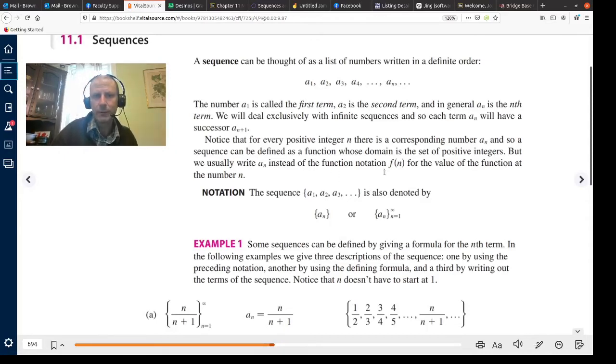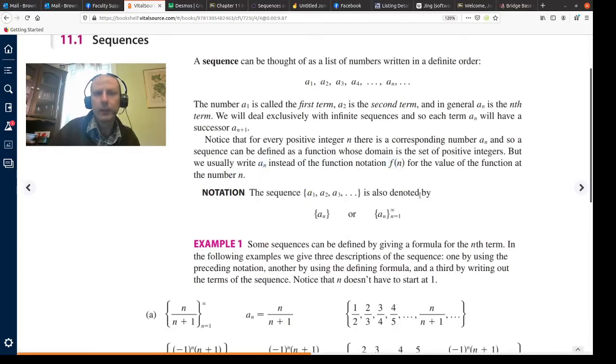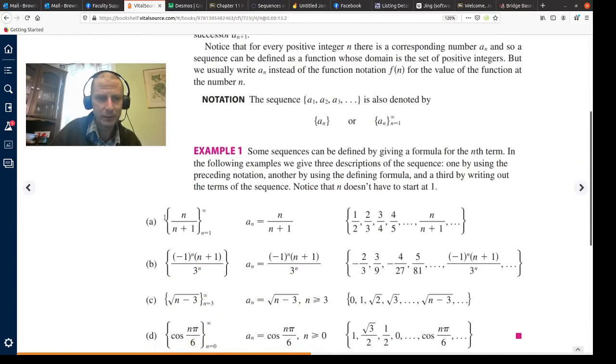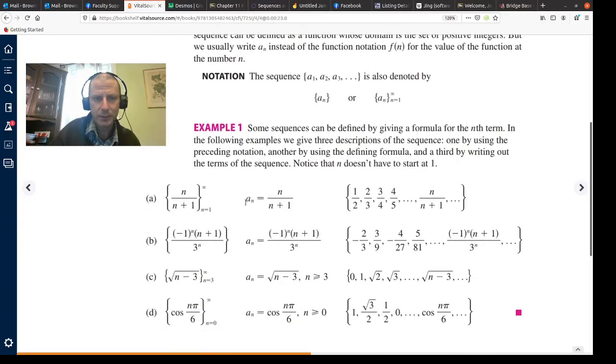Instead of writing the input as x, we write the input as n, and the reason for that is that we're considering the domain to just be the natural numbers, the integers 1, 2, 3, and so on. And instead of writing f of n, we write a sub n instead. There's all this stuff about the notation, but literally all these sequences are just functions, except that instead of having x's, we have n's.